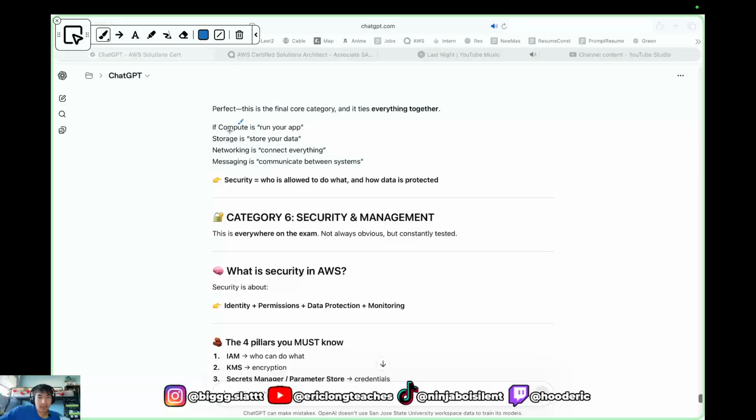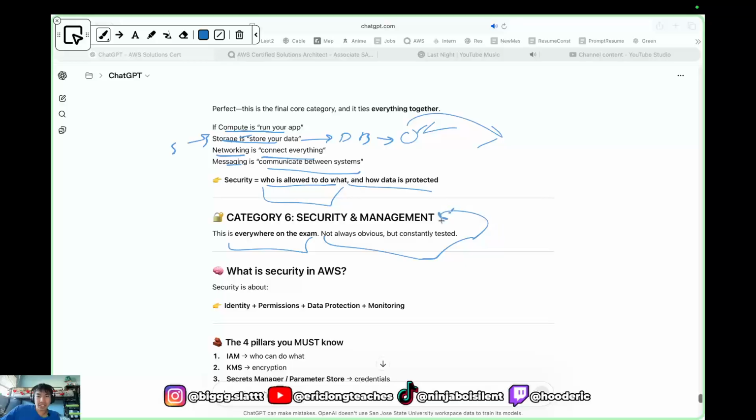If compute is where you run your app, storage is where you store your data, networking is how you connect everything, messaging is communication between systems. They forgot about database, which is storing data, because storage is just kind of storing it. Database actually has how we receive that data, like editing. But all right, whatever. Security is about how our data is protected and who is allowed to do what. Well, this is everywhere on the exam, not always obvious, but constantly tested.